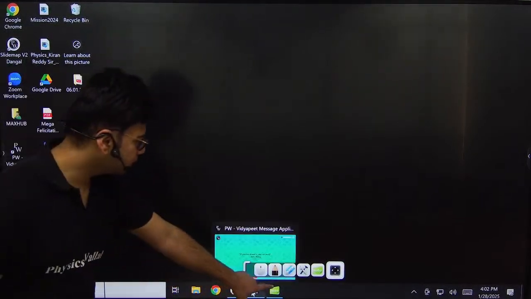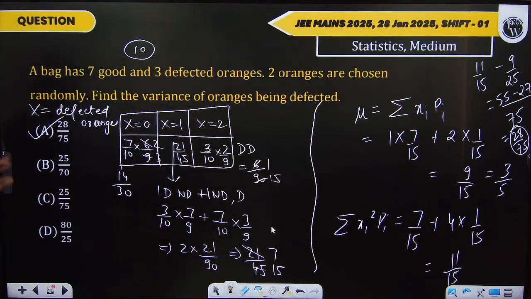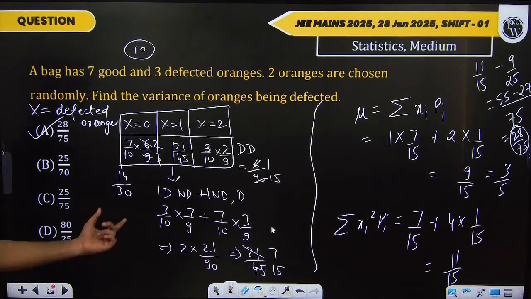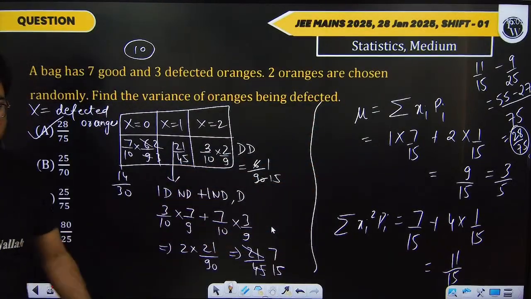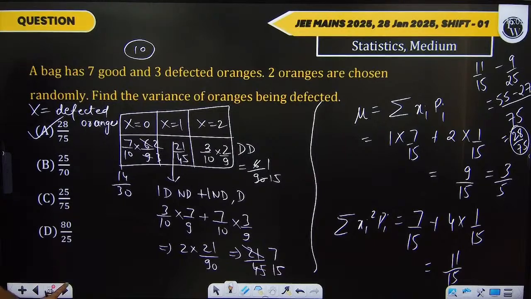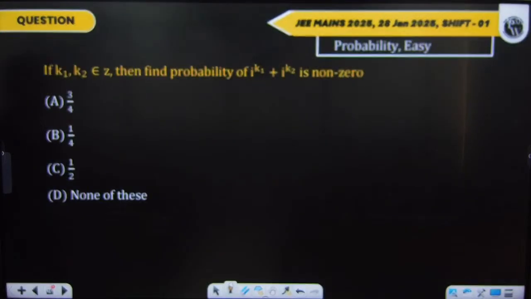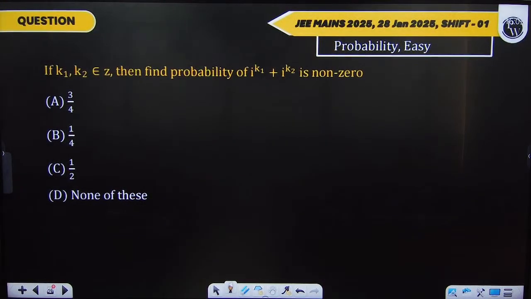So again, easy question. Once you have these type of questions, remember the formulas. Formulas, substitute the values, get the result. Again, very, very easy question.